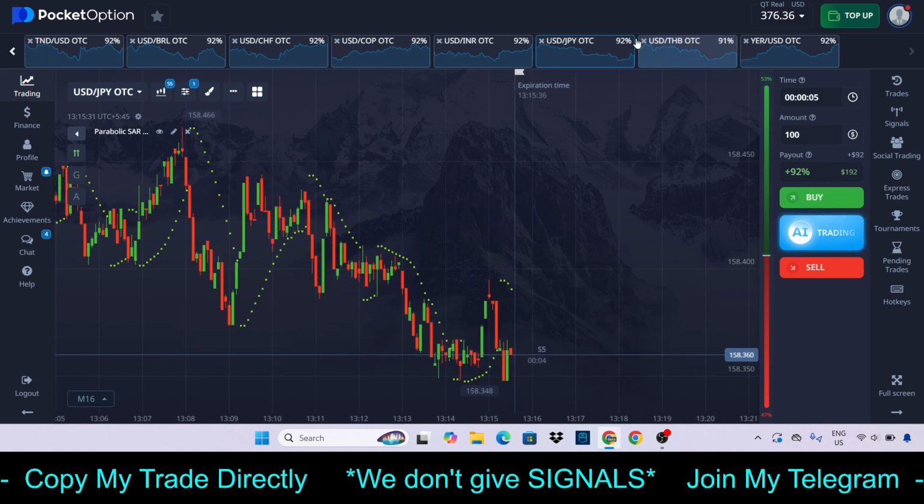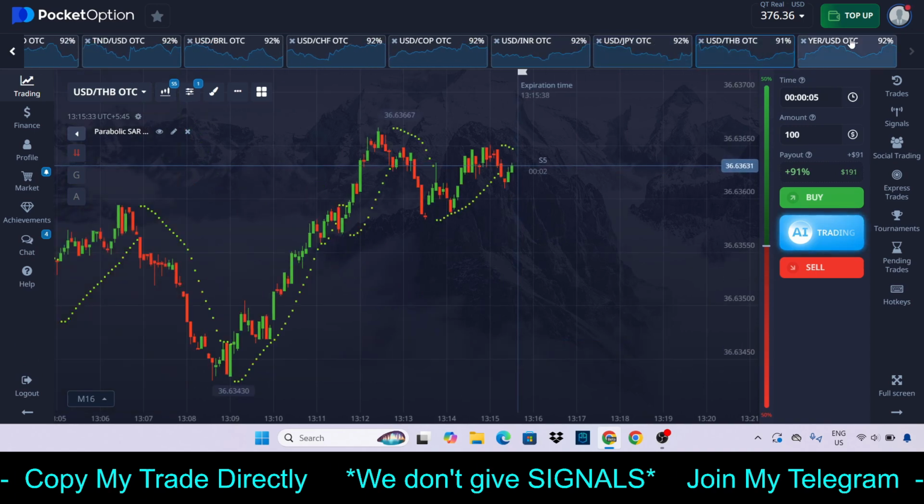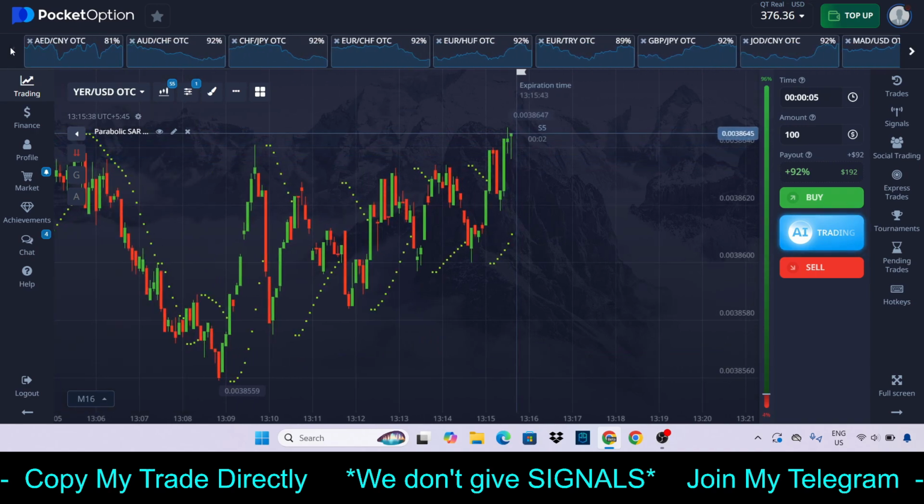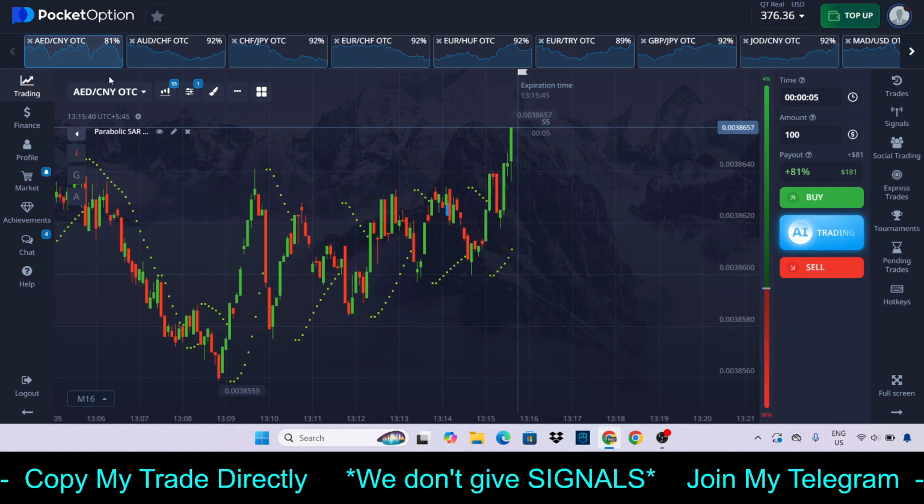Now in here you can see there is a 46% payout. You need to cut this kind of currency pair. You don't need to make a trade at such a low payout. Just keep on switching the currency pair. Also, you can try this strategy in your demo account.